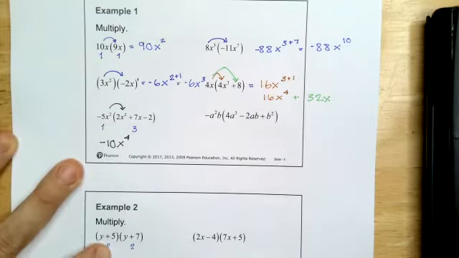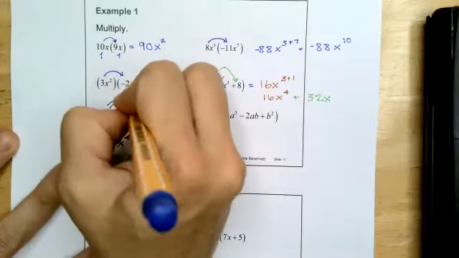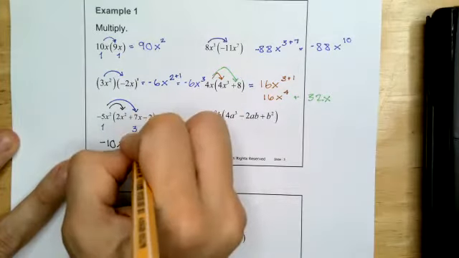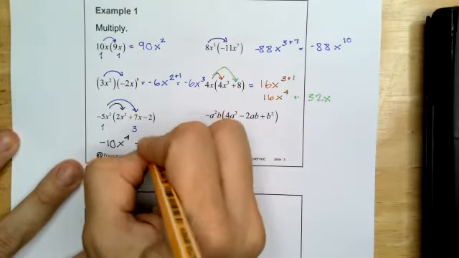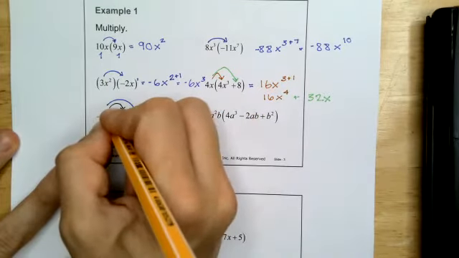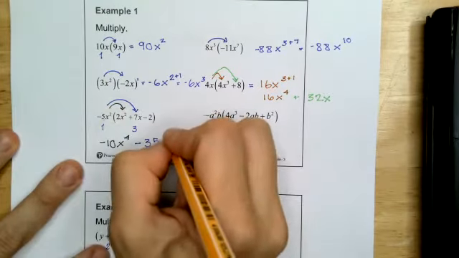Then we have negative 5x squared times a positive 7x. Negative times a positive again becomes a negative. 5 times 7 is 35. X squared times x. We're going to keep the base, add the exponents, so that's 3.